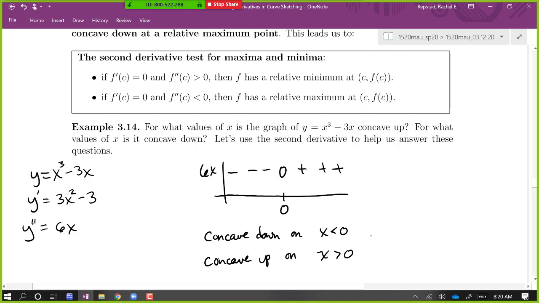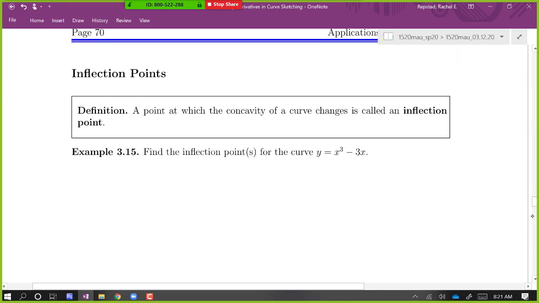When we look at this sign chart, we've determined where it's concave down and concave up. Kind of begs the question, is there anything interesting happening when the second derivative is actually 0? Places where the second derivative is 0 give us a possible inflection point. And you get an inflection point if the graph actually changes concavity. So here, the second derivative does change sign, right? It goes from negative to positive, so it changes from concave down to concave up, and that means that at x equals 0, we do have an inflection point.